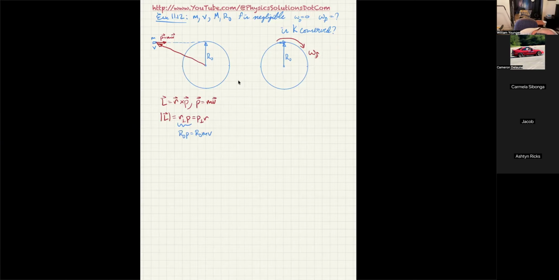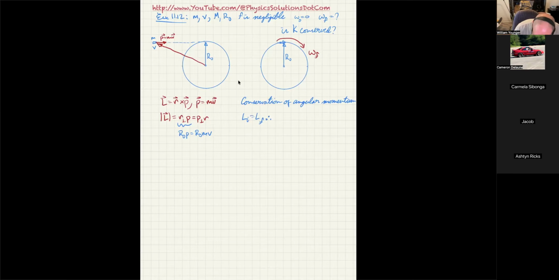So we can now say conservation of angular momentum. Conservation of angular momentum gives us that L initial is equal to L final. And we know that's true because if we assume it's frictionless and all that good stuff, the only forces acting are the force of the bullet hitting the cylinder and the cylinder applying a force to that bullet. Those are internal forces, because our system includes the bullet and the cylinder.